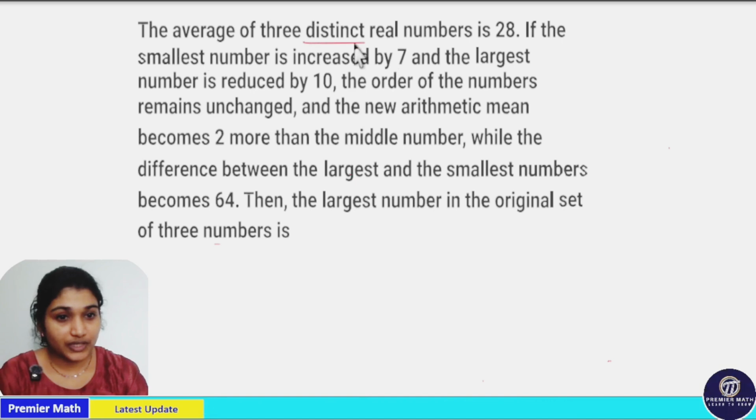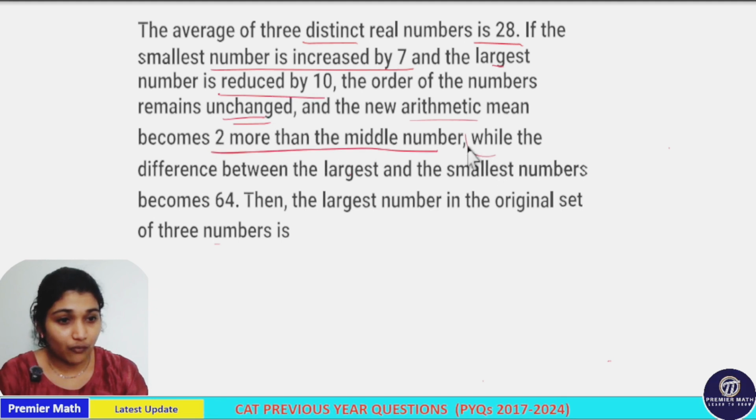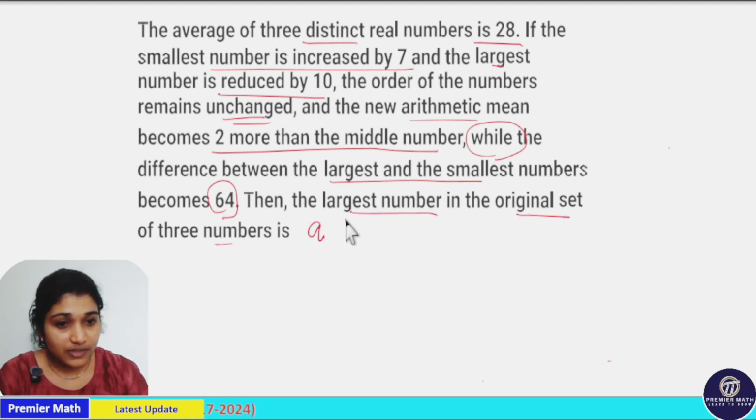The average of three distinct real numbers is 28. If the smallest number is increased by 7 and largest number reduced by 10, order of the numbers remains unchanged and new arithmetic mean becomes 2 more than middle number, while difference between largest and smallest numbers becomes 64. Then largest number in the original set of three numbers is, here consider A as smallest, B as the middle number and C as the largest number.